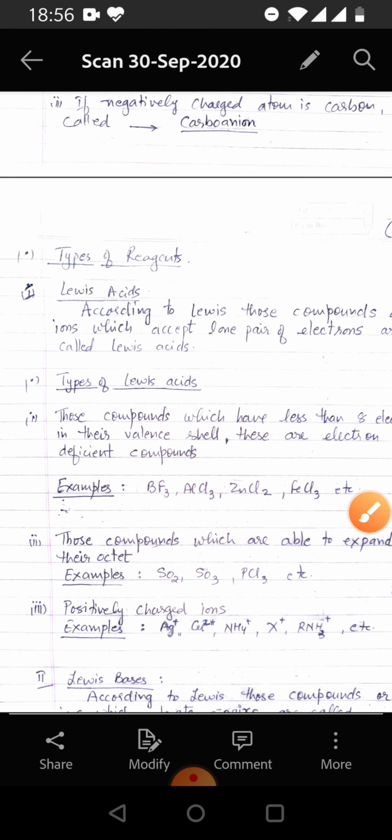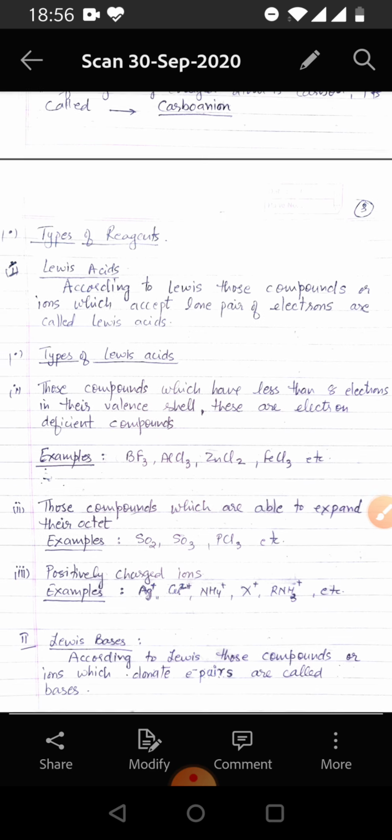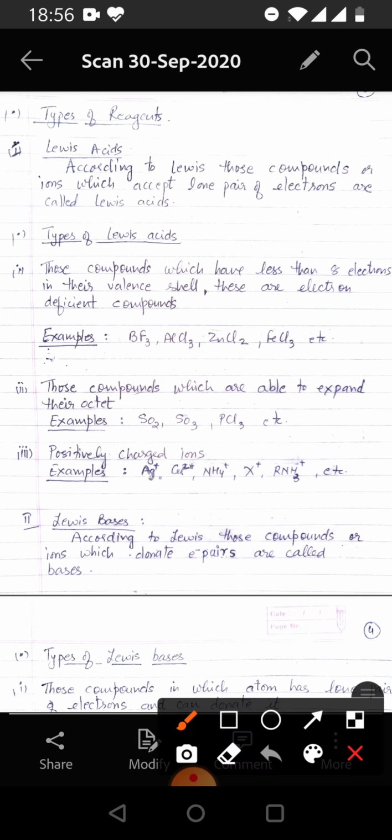Now we come to types of reagents. First is Lewis acids. According to Lewis, those compounds or ions which accept a lone pair of electrons are called Lewis acids. If we consider types of Lewis acids, then there are three types of Lewis acids. The first is those compounds which have less than 8 electrons in the valence shell. These are electron deficient compounds. For example, BF3, AlCl3, ZnCl2, FeCl3, etc.